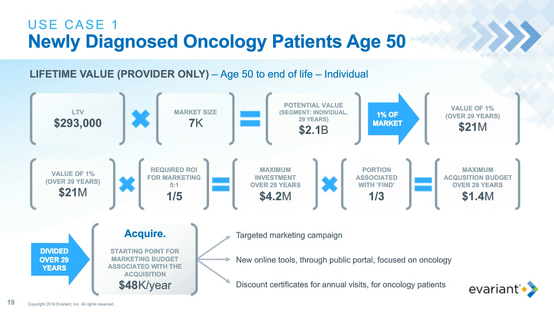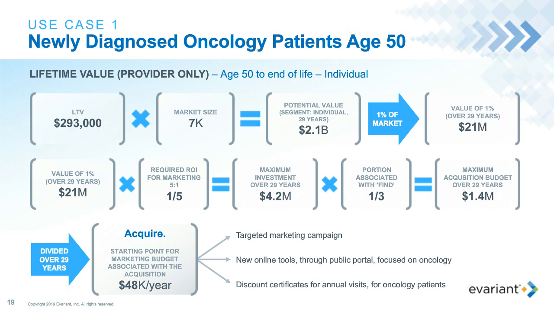So again, from the top, the lifetime value for a provider-only organization, meaning this is the hospital, it is not also a payer. Again, we're looking at someone age 50 to the end of life. And according to the actuarial tables, someone diagnosed with cancer at age 50 can anticipate, on average, 29 years of life. So you'll see where that comes into play in this equation in a moment.